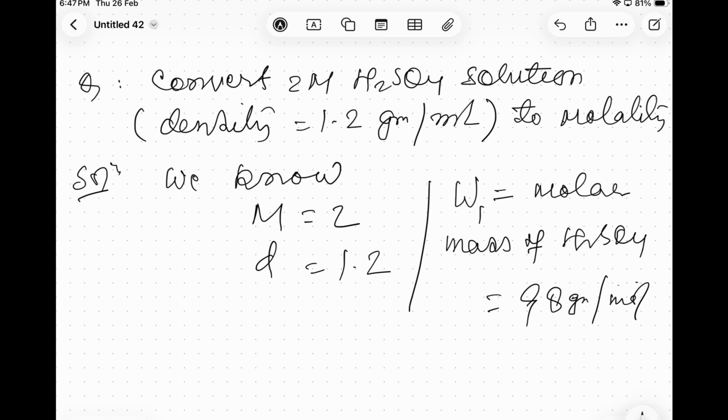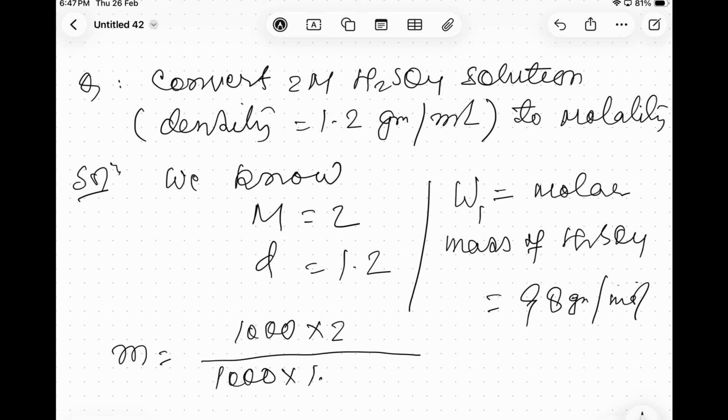So we can determine the molality by putting the values into the formula. 1000 into 2 divided by 1000 into 1.2 minus 2 into 98, and the answer is 1.99992.